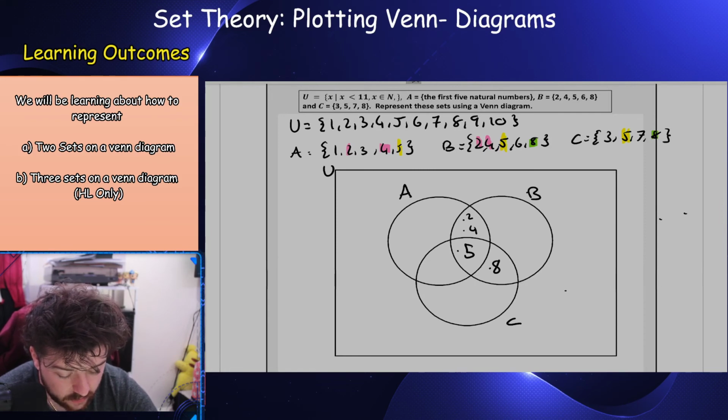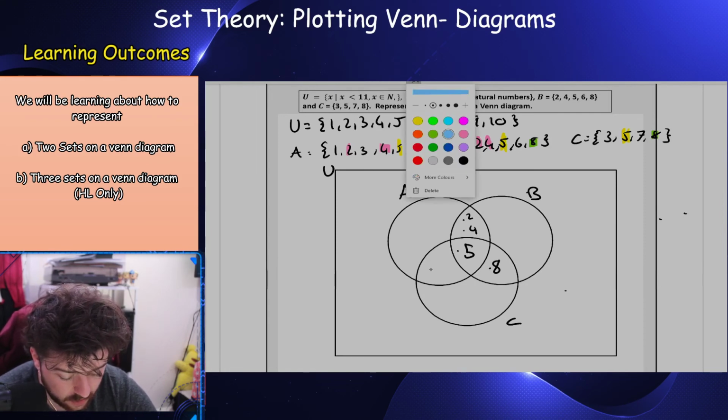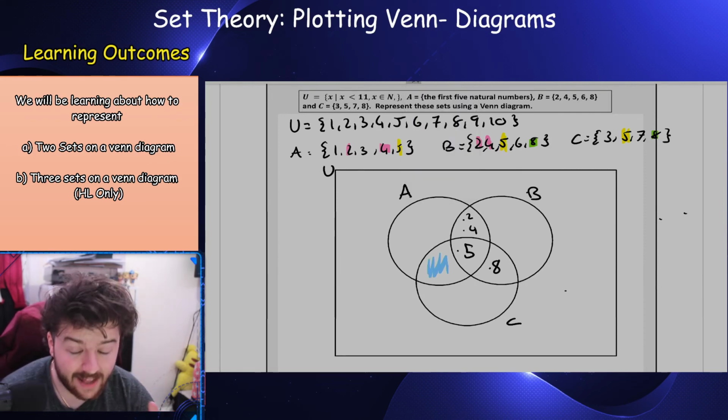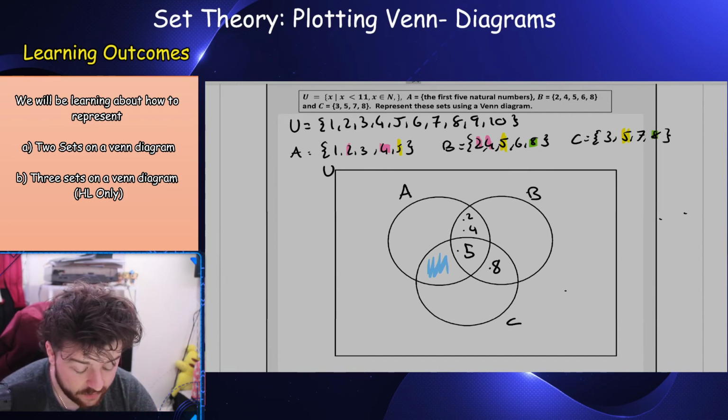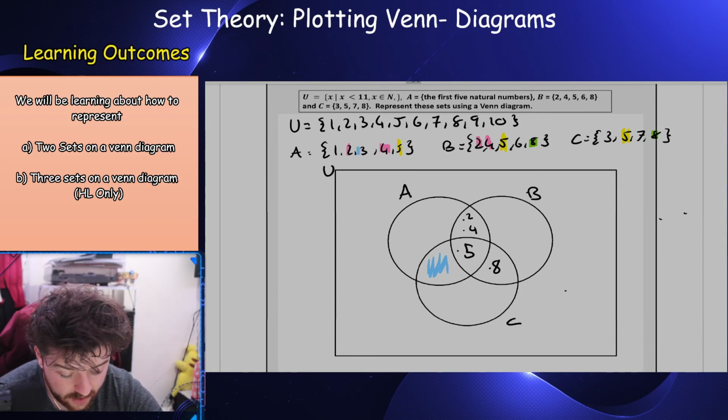Then let's have a look at this region here. So the elements again common in A and B, that's not 5. So A and C, sorry. So they have a 3 in common, and that's about it. So in here, we're going to put 3.